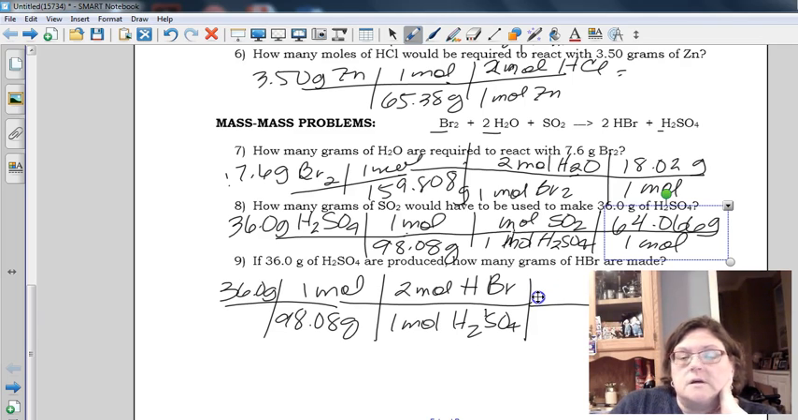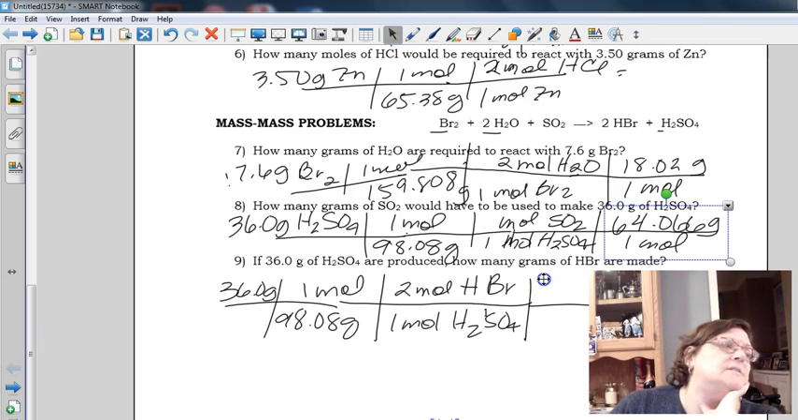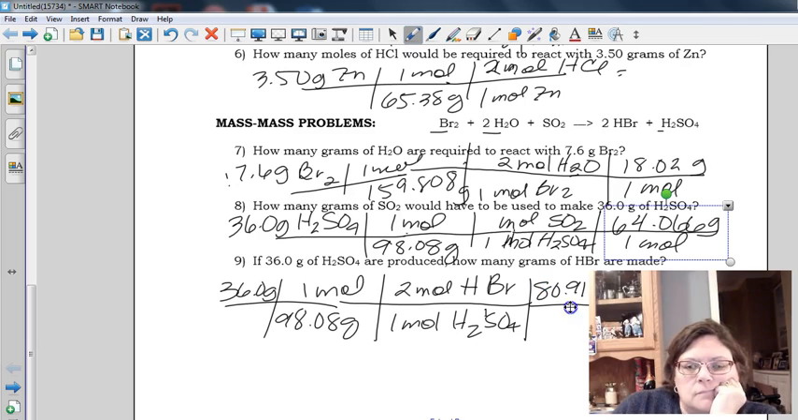hydrobromic acid. Hey Google, what's the molar mass of hydrobromic acid? Hydrobromic acid has a molar mass of 80.9119 grams per mole.